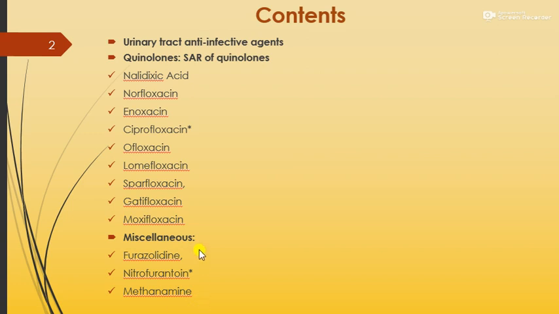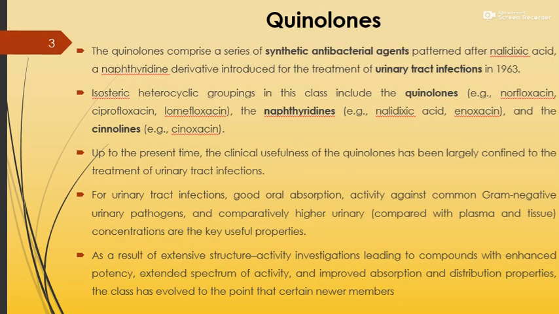In quinolone derivatives, we have to study the SAR for quinolones and different quinolone derivatives like nalidixic acid, norfloxacin, enoxacin, ciprofloxacin, ofloxacin, lomefloxacin, sparfloxacin, gatifloxacin, and moxifloxacin. And in miscellaneous derivatives, we have to study furazolidone, nitrofurantoin, and methenamine. Now we are going to study the quinolone derivatives.